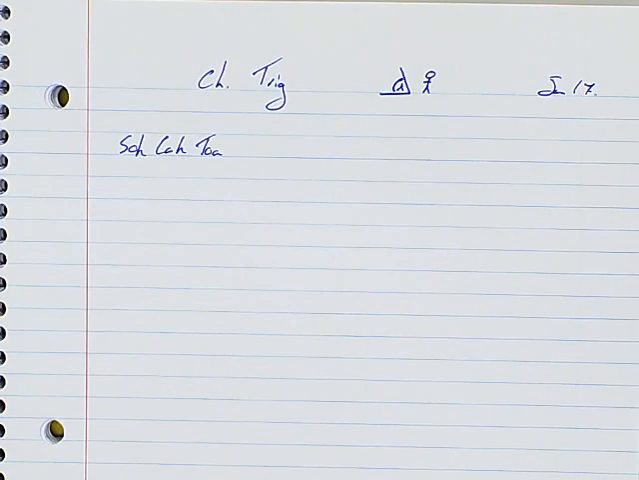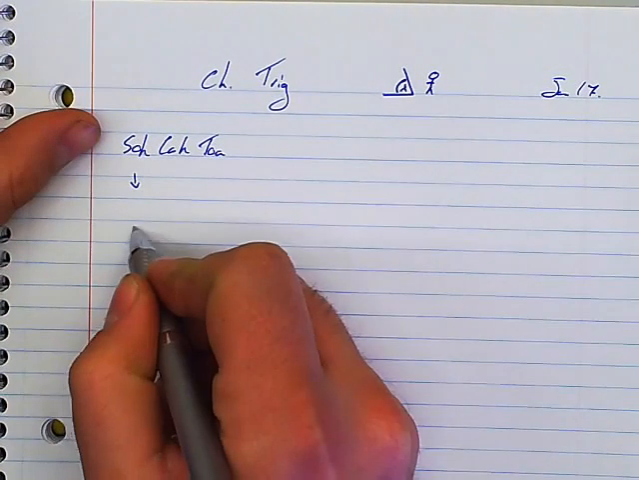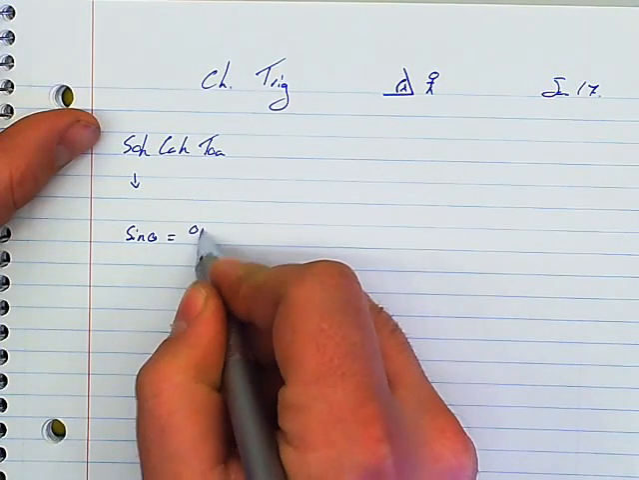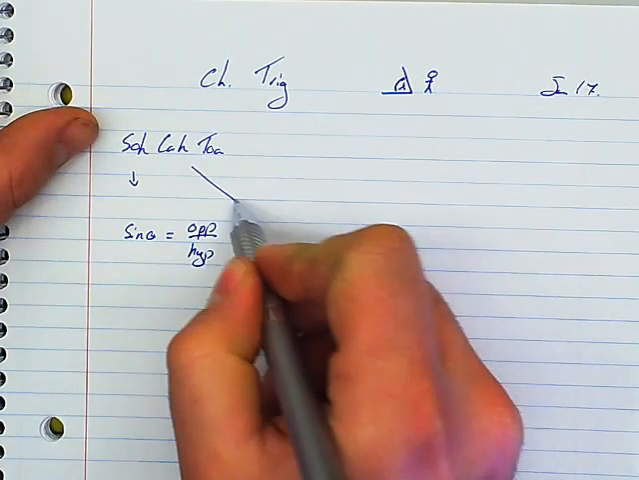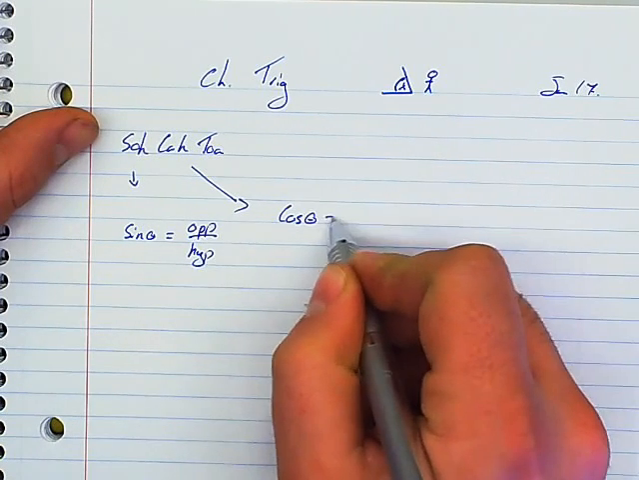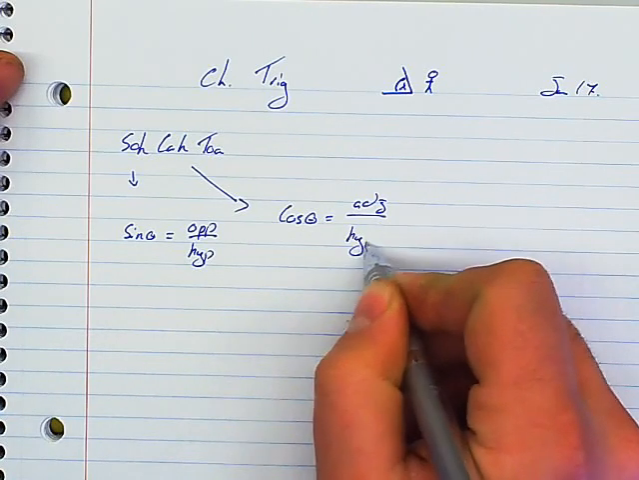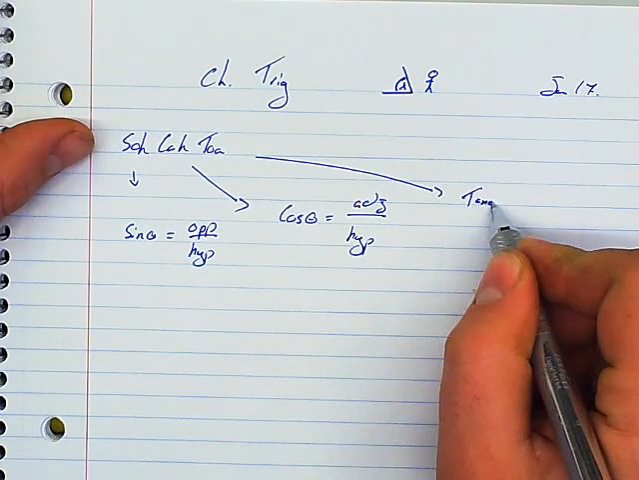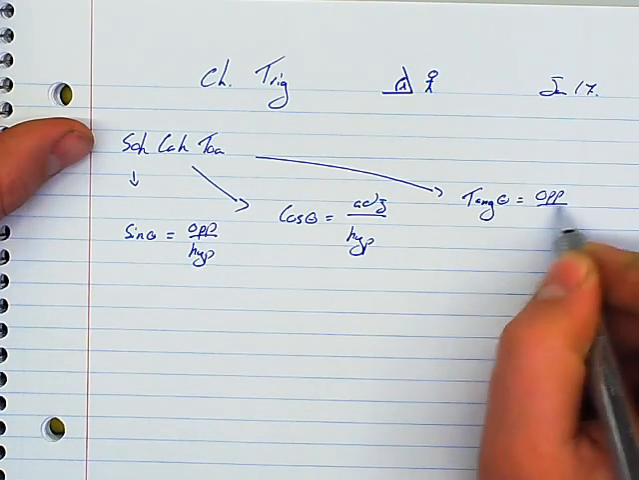Right? This basically told us of our three trig functions. So, SOH stood for sine theta equals the opposite length over top of our hypotenuse. CAH was cosine or cos theta equals the adjacent length over top of the hypotenuse. And TOA was our tangent, or tan theta equals the opposite over top of the adjacent.